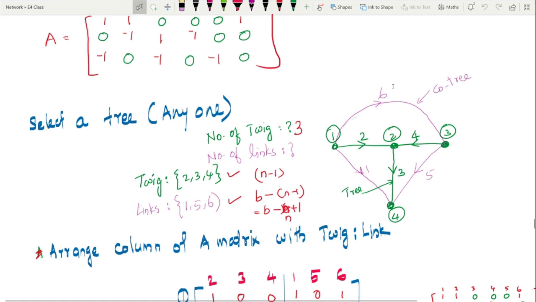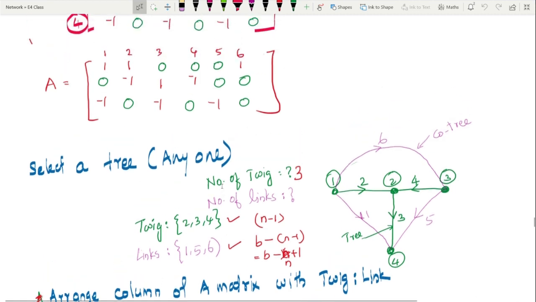The total number of branches is B. Among these B branches, n minus 1 branches correspond to twigs. So what is the number of links in general? It is the total number of branches minus the number of twigs, so it is B minus (n minus 1), that is B minus n plus 1. The co-tree branches are usually termed links or chords. Here 1, 5, 6 are the co-tree branches, or links. So we select a tree like this having branches 2, 3 and 4.